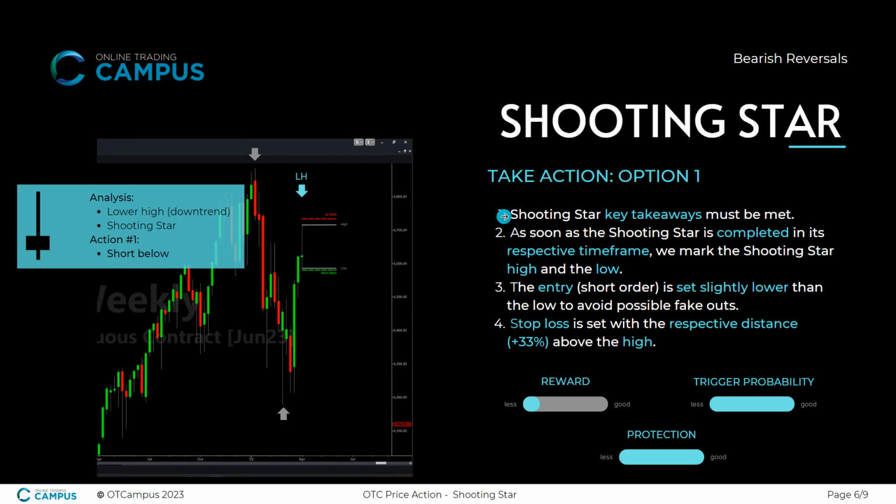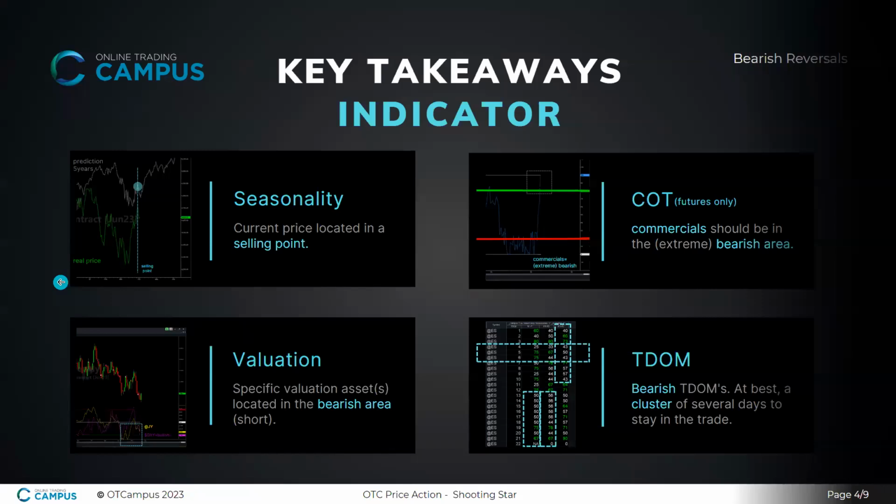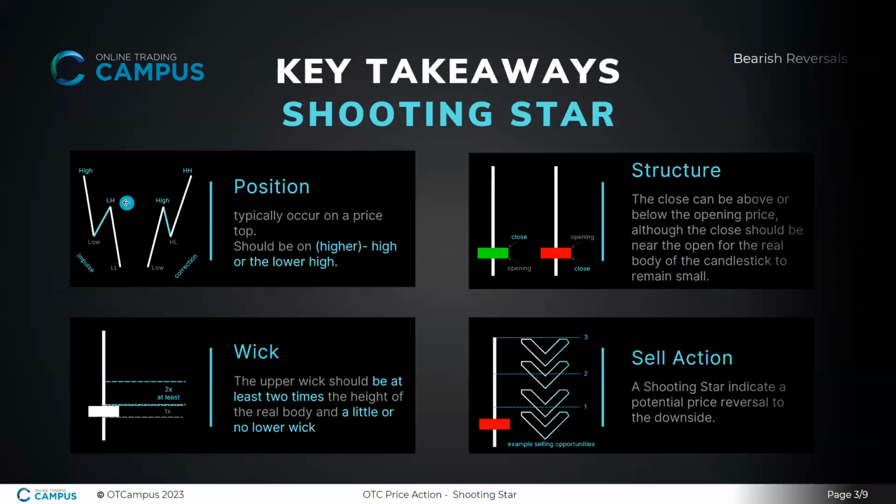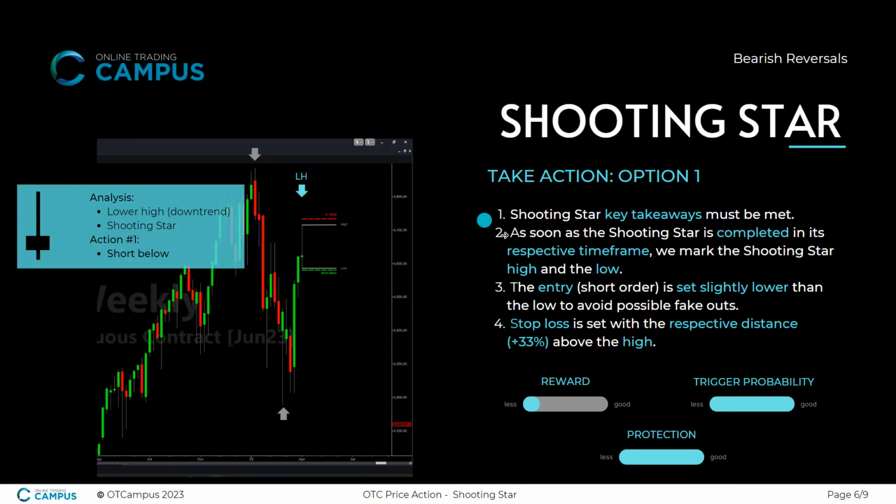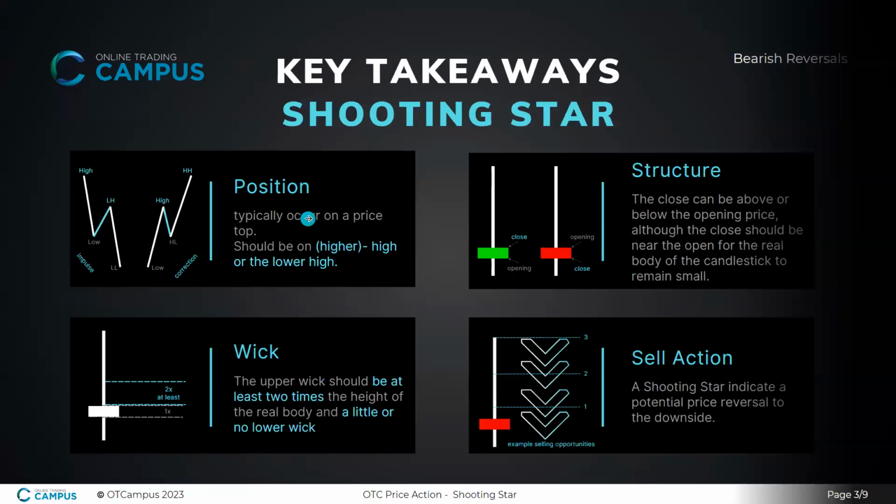Let's go to the right side. Number 1, shooting star, key takeaways must be met. Let's do this together. Position in the lower high. Let's go here. Means we are definitely in the lower high. Perfect. Let's go to another thing. It's the wick, right? The upper wick should be at least 2 times the height of the real body and a little or no lower wick.